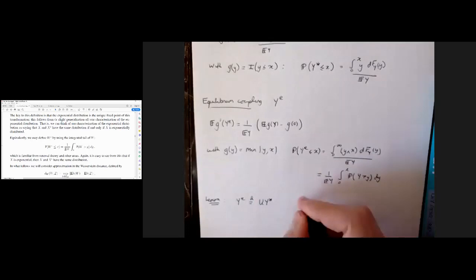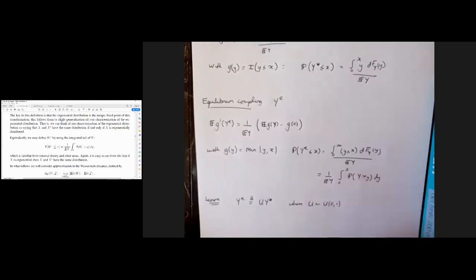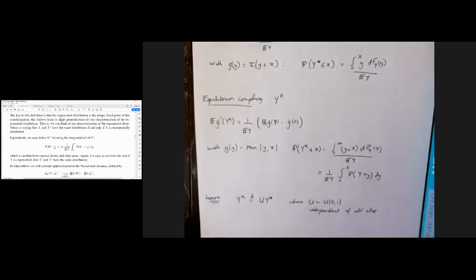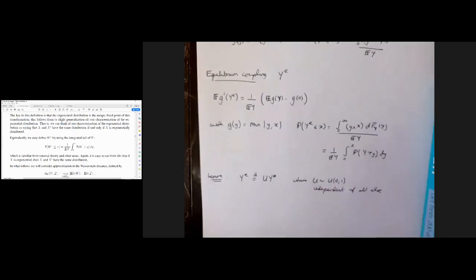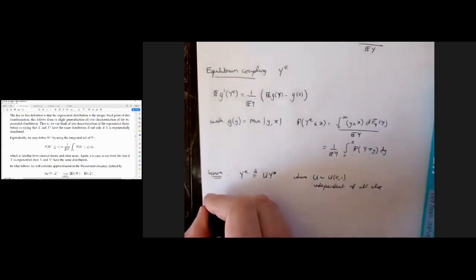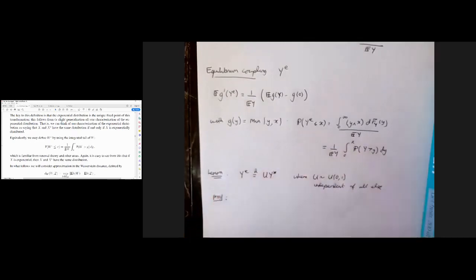So u is uniformly distributed between 0 and 1, and independent of all else. That's not too hard to prove, so we might as well say that now. The proof we looked at very briefly in the survey paper by Nathan Ross that is referenced somewhere in these lecture notes, probably in multiple places.